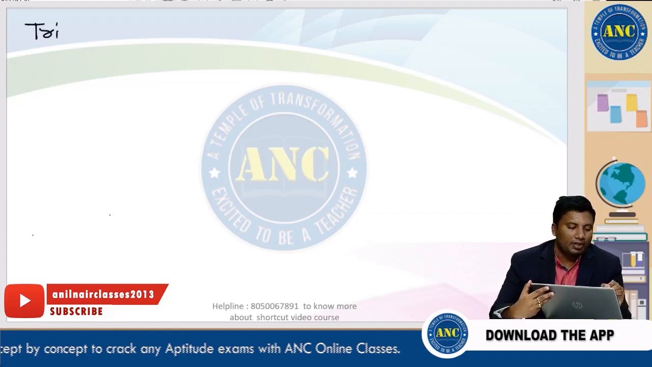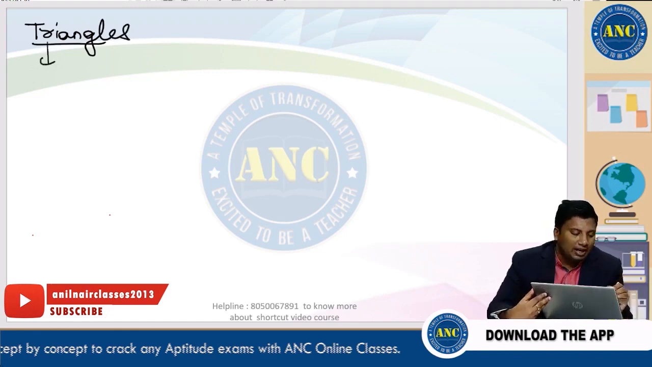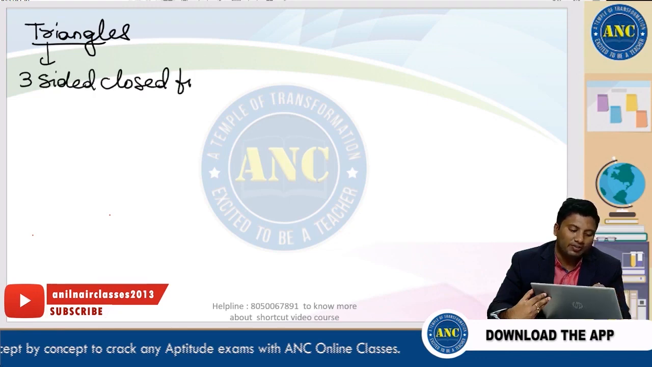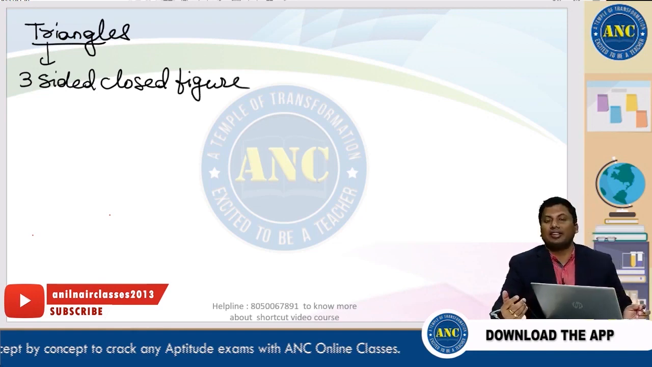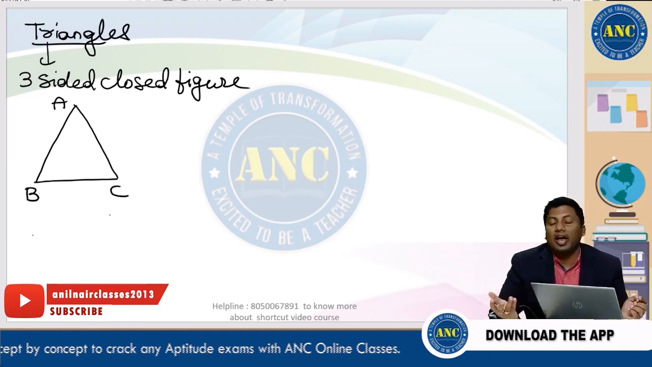Triangles. Yesterday we discussed, now we will do a different variety of questions. A triangle is nothing but a 3-sided closed figure. Suppose if I take 3 lines and connect them and create a closed figure, I will get a triangle. Tri is 3, angle is angles. A 3-angled, 3-sided closed figure is called a triangle.